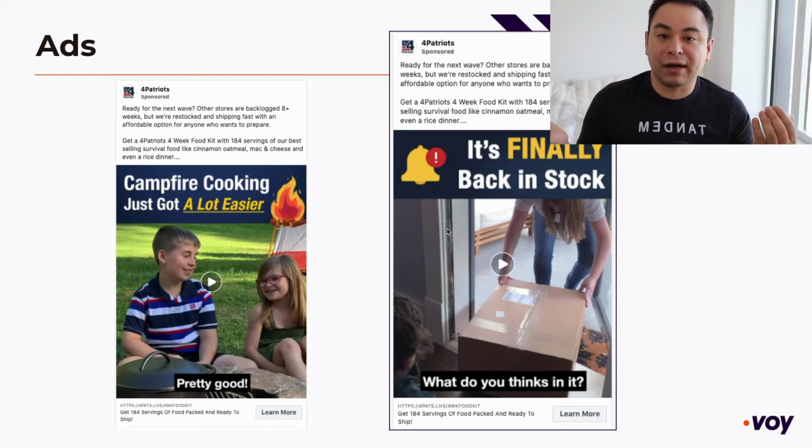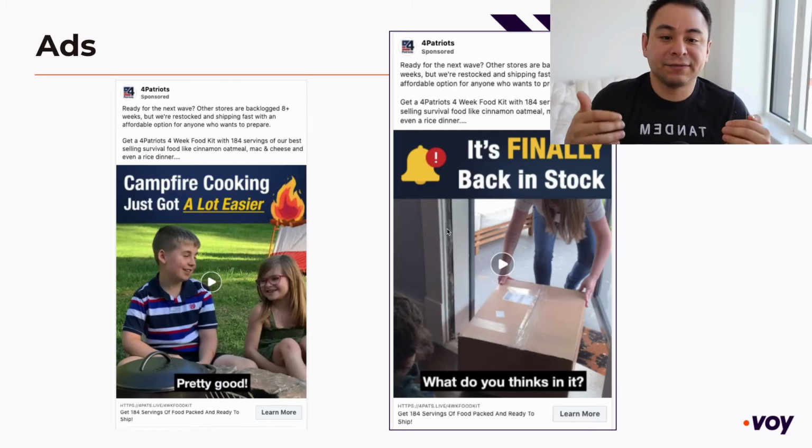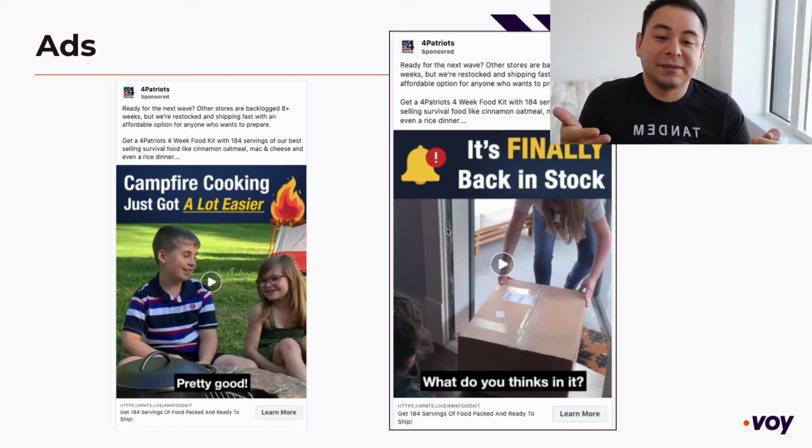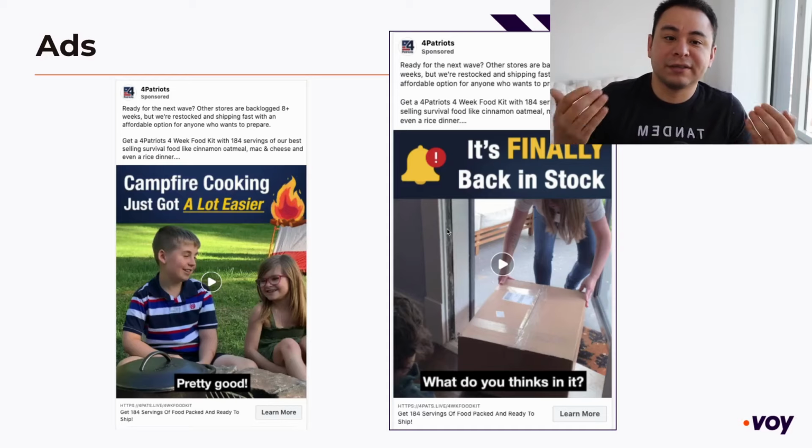And it's like, oh wow, how did it get easier? What is their product? What is their service? That's the way I'm thinking about it. Now the other ad that they have is "finally back in stock." These finally back in stock ads are interesting because you don't really know if they're actually in stock, but they work really well. It is a USP, right? If you look at their ad copy, it says ready for the next wave. Other stores are backlogged 8+ weeks, but restocked and shipping fast with an affordable option for anybody who wants to prepare. So what they're doing is saying, hey, look, we have product in stock. Other competitors don't. This is why you should buy from us. That's the message they're trying to send to people.